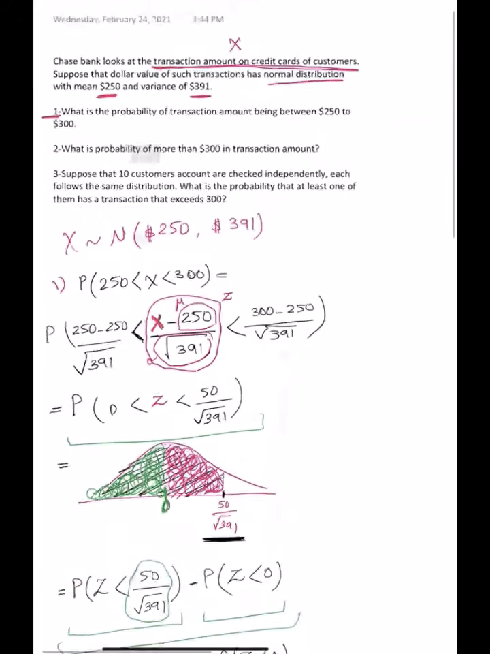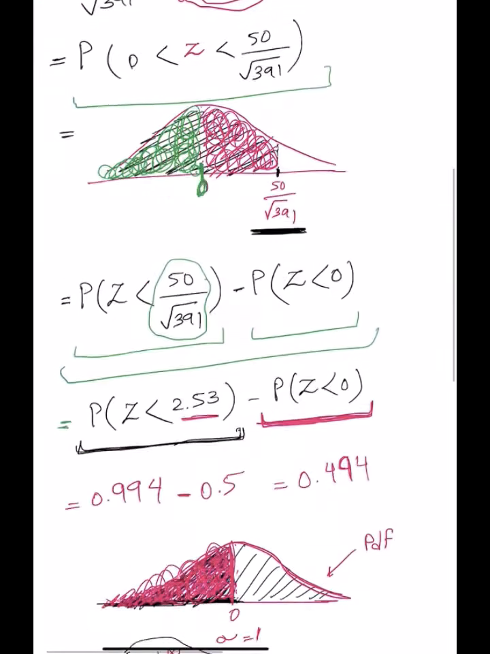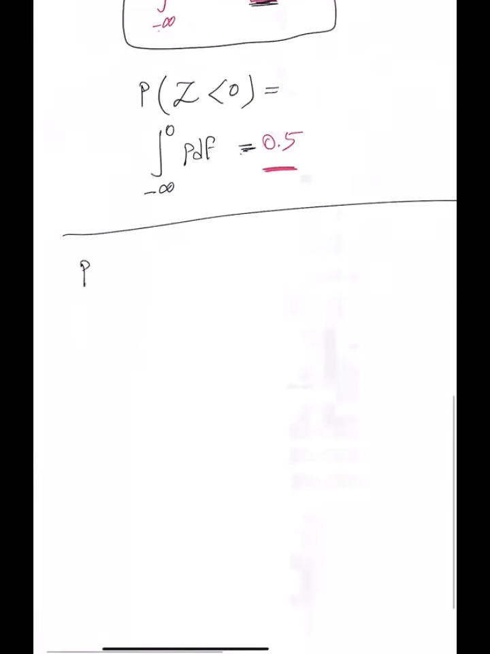Okay, let's look at part 2. What is the probability of more than 300 in transaction amount? The variable x that shows the transaction amount is greater than 300.